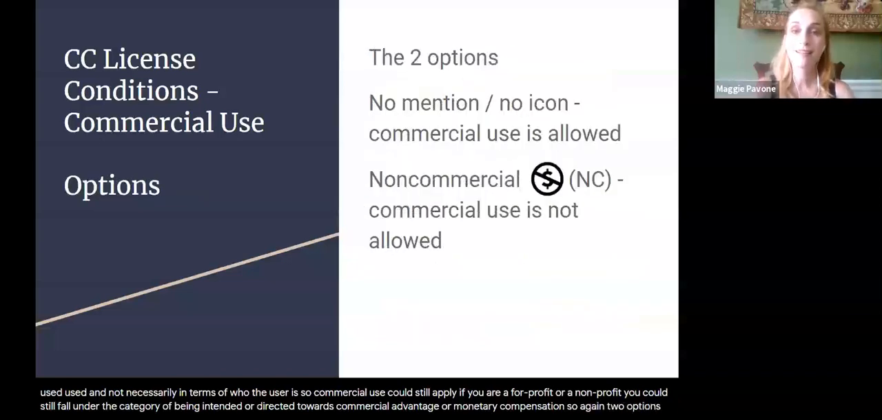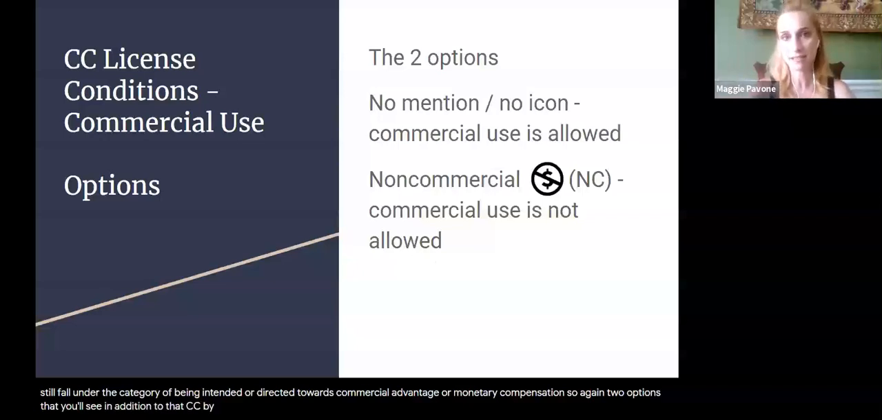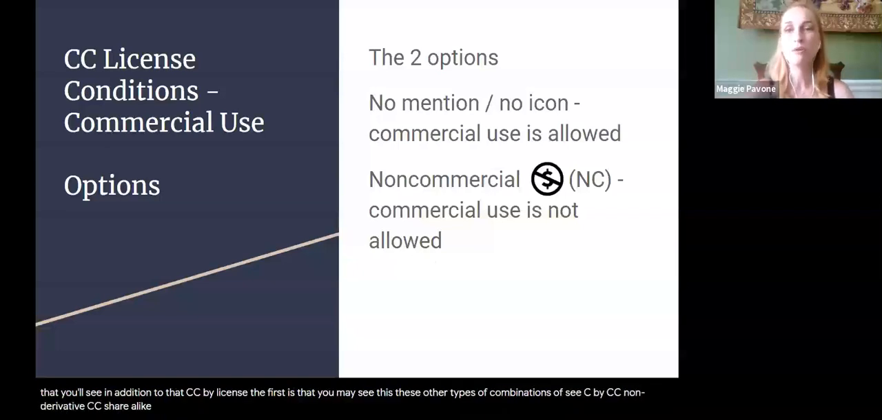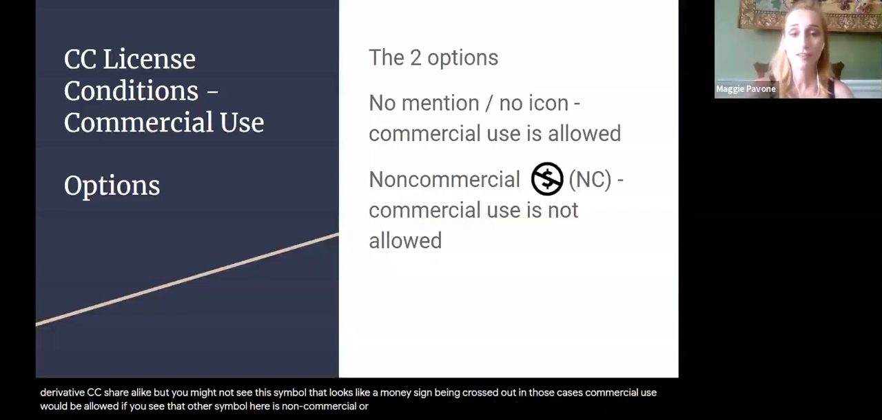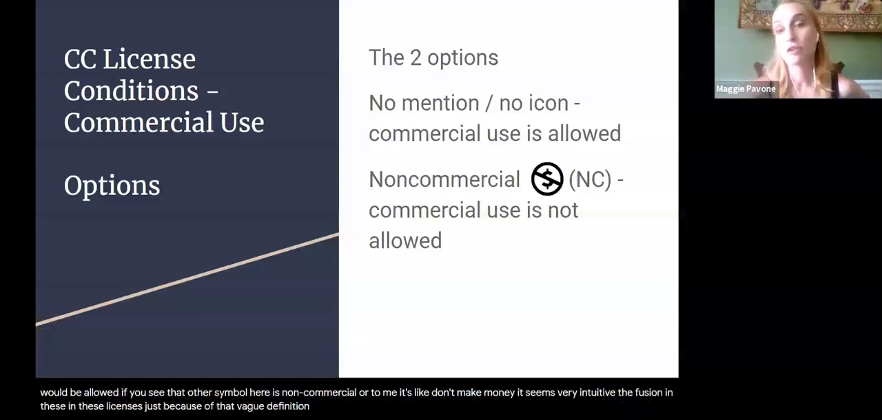So again, two options that you'll see in addition to that CC BY license. The first is that you may see these other types of combinations of CC BY, CC non-derivative, CC share alike, but you might not see this symbol that looks like a money sign being crossed out. In those cases, commercial use would be allowed. If you see that other symbol here, non-commercial, or to me it's like don't make money, it seems very intuitive, that means that commercial use is not allowed. I think this is probably the place where there is a lot of confusion in these licenses, just because of that vague definition of commercial use.